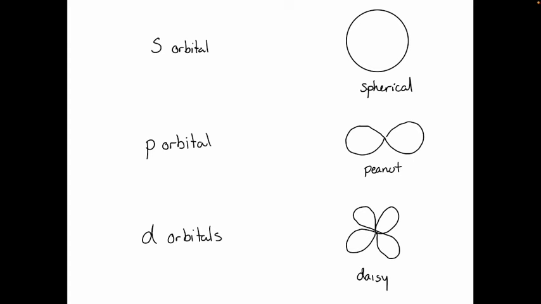All right, so in addition to having different shapes associated with these different orbitals, they also have different capacities, right? They can hold different numbers of electrons. An S orbital can fit a total of 2 electrons max. That's all it can hold. All right, the P orbitals have a little bit higher of a capacity. They can hold 6 electrons total. And then lastly, our D orbitals can hold a total of 10 electrons.